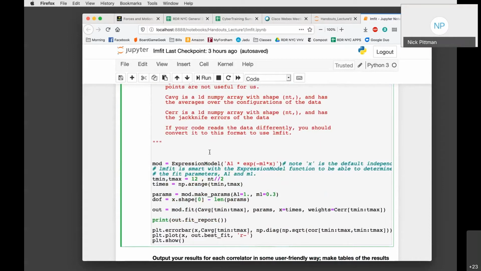When you say the jackknifed errors, what do you mean? If you have a set of jackknife samples, let's say you had 100 configurations, then you've got 100 jackknife samples, and the standard deviation of those averages is the error, the jackknife error. Is there only one error? For each time point, yes. Okay, because the errors were throwing me off. Right.